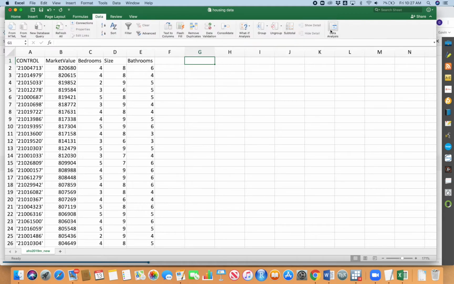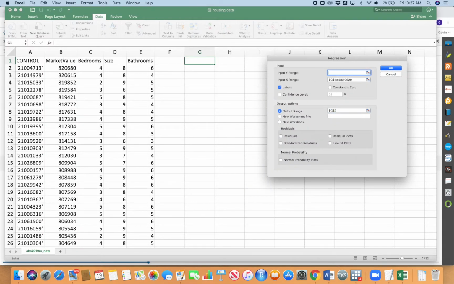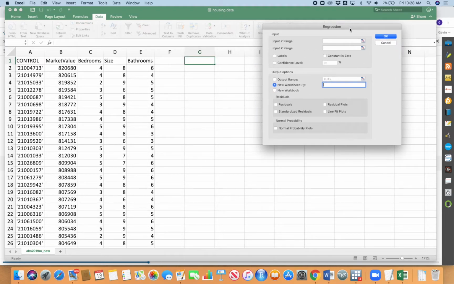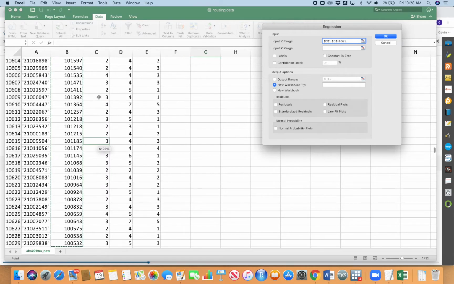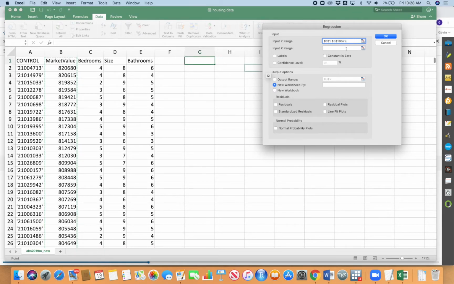by doing data analysis, regression. This stuff is preloaded from before, but what it will look like when you start and open it up for the first time in Excel, if you haven't done something recently with it, will be like this. And so first we're going to load in our dependent variable, which is market value right here. I'll click on the title, Shift Command down or Shift Control down if you're on a Windows machine. Then we'll click on our independent variable range. I'm just going to start off by doing the simple regression with bedrooms as our one independent variable.